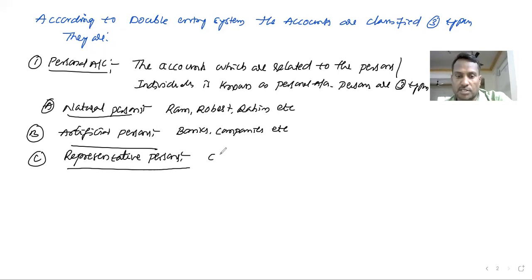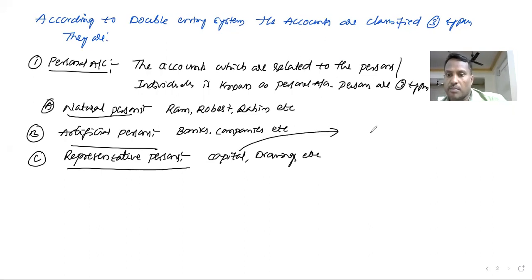For representative persons, I am giving two examples here: capital and drawings. So what is the meaning of capital and drawings here? Let me explain now. Capital means the amount which is invested by the owner for starting the business. The owner has to bring some amount for starting the business, and that amount is called the capital. So the capital is given by the owner.